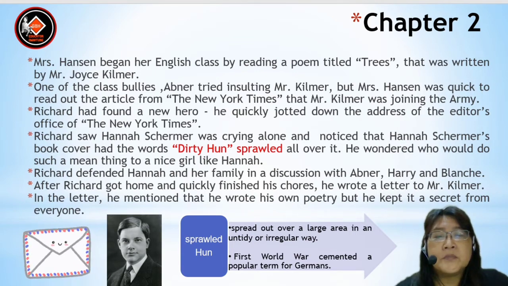What is the meaning of sprawl? Sprawl means to spread out over a large area in an untidy or irregular way. And Hun? Hun is a word used in the First World War which cemented the popular term for Germans.